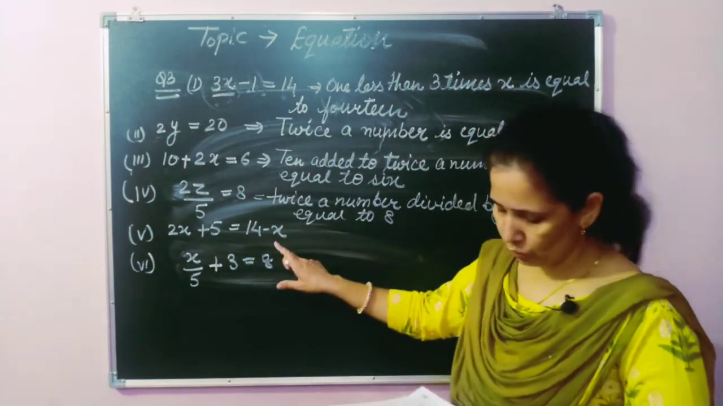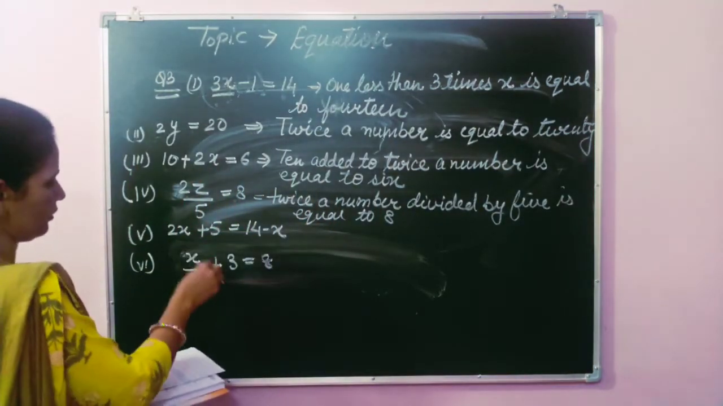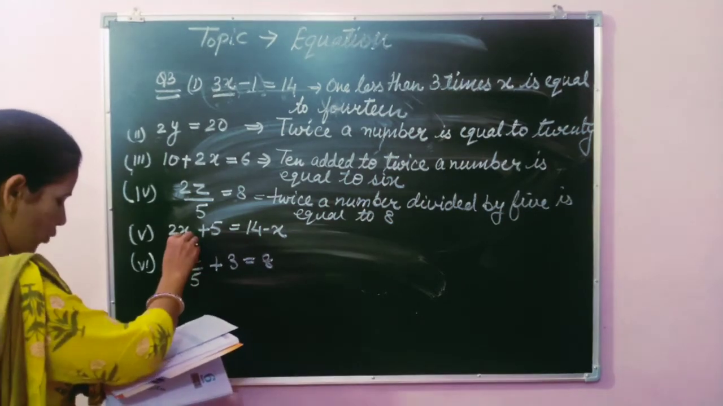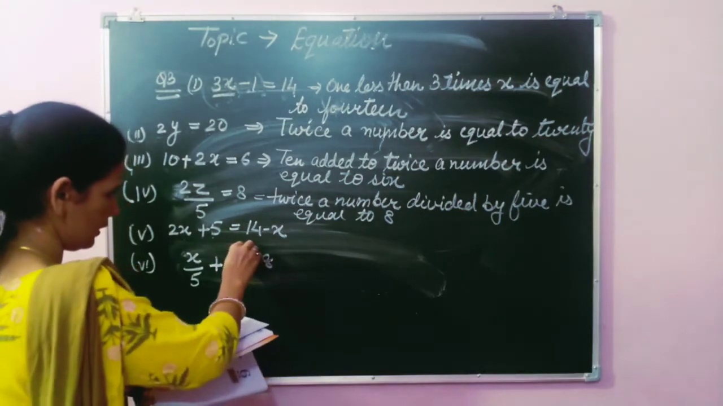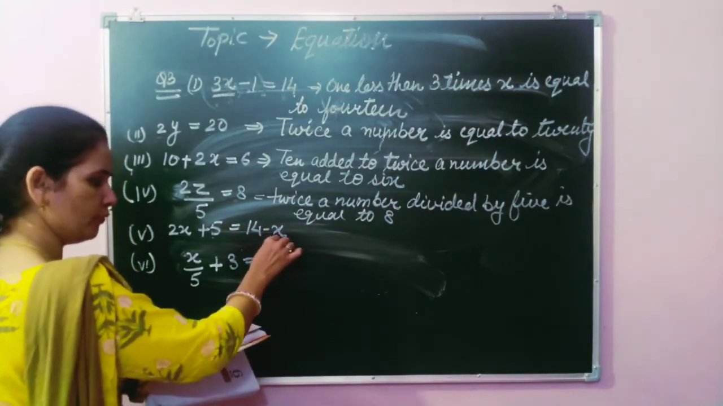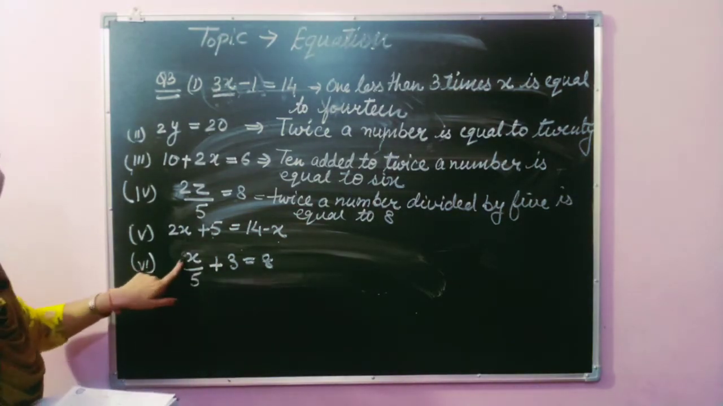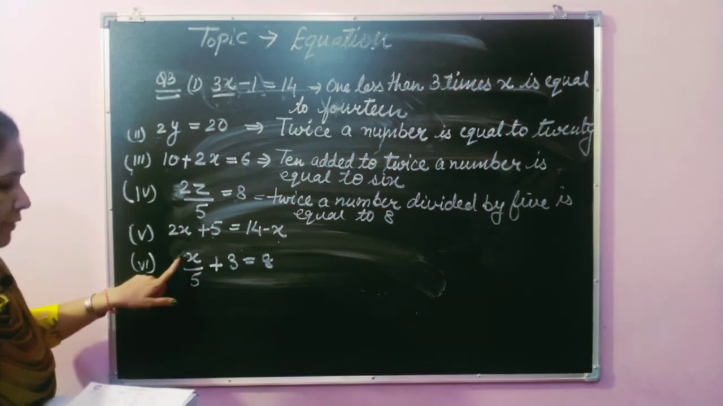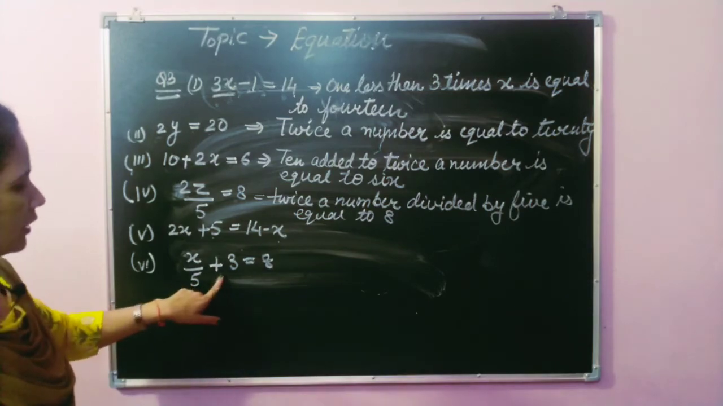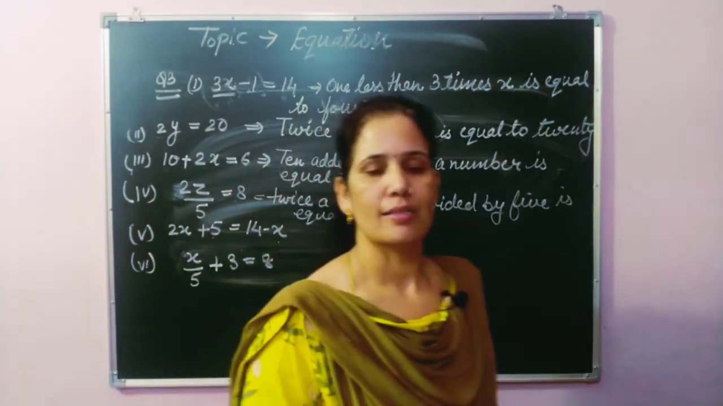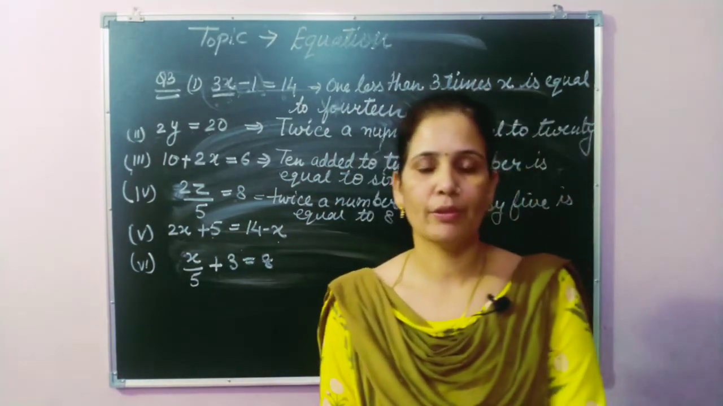So let's see, whenever two expressions are equal together, how we will write. For this one we will write twice a number added to 5 is equal to the number subtracted from 14. For the last one we will write a number divided by 5 added to 3 gives answer 8, is equal to 8. So students, in this way we have to write the statement for the given question.